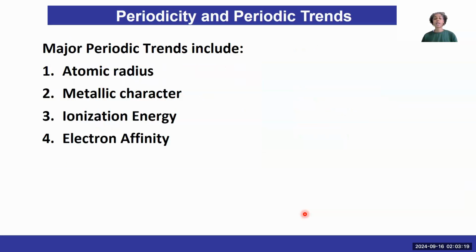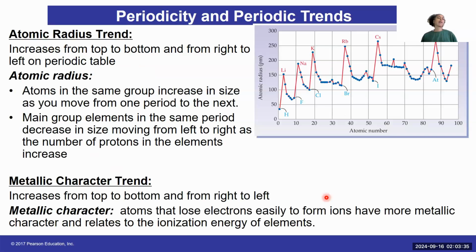What are the major periodic trends that you should be familiar with? We're going to take a look at atomic radius, metallic character, ionization energy, and electron affinity. The atomic radius trend is that the size or the radius of atoms is going to increase as we go from the top to the bottom of the periodic table.